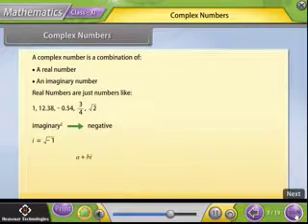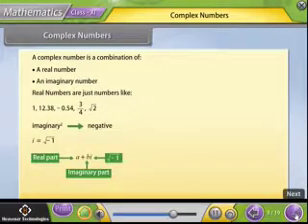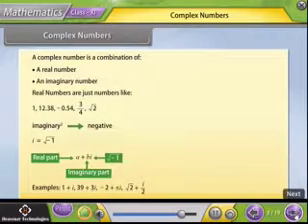a plus b iota is a complex number, a combination of a real number and an imaginary number. Examples are 1 plus iota, 39 plus 3 iota, minus 2 plus pi iota, square root 2 plus iota by 2.